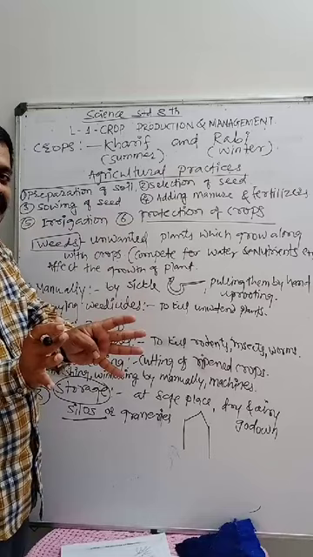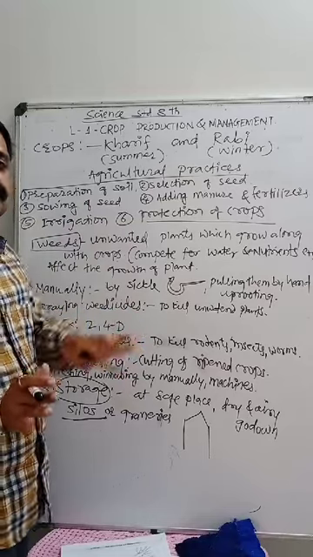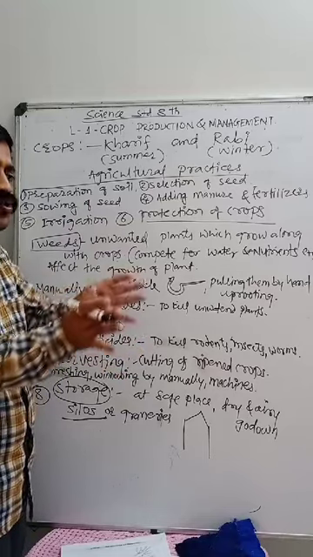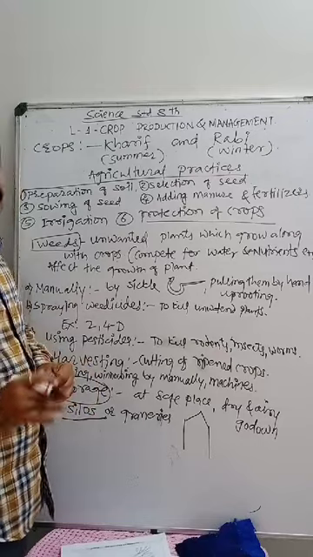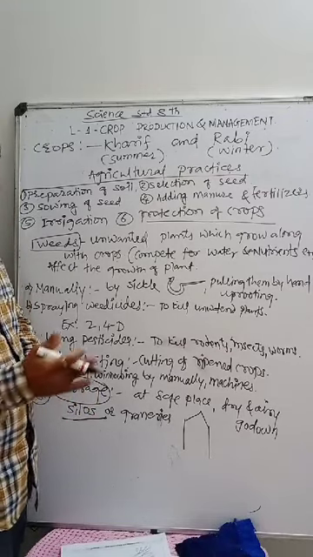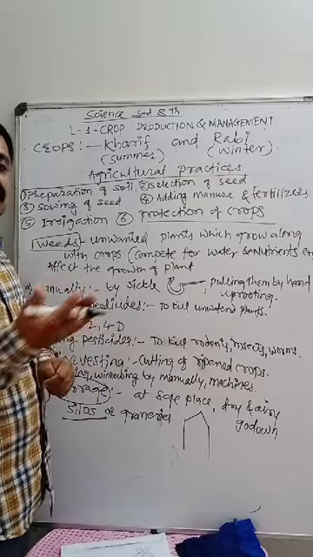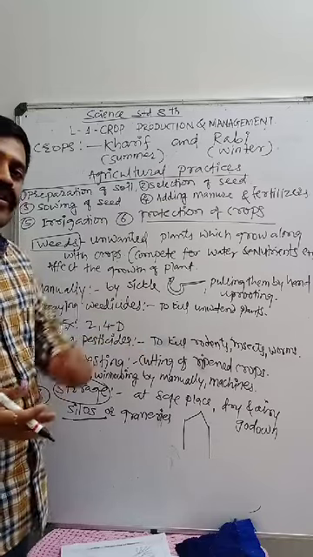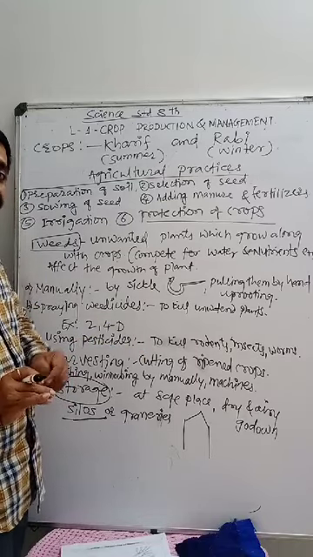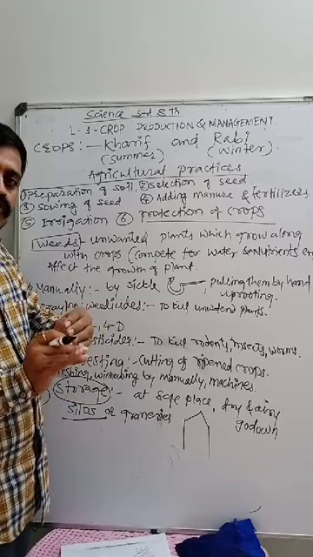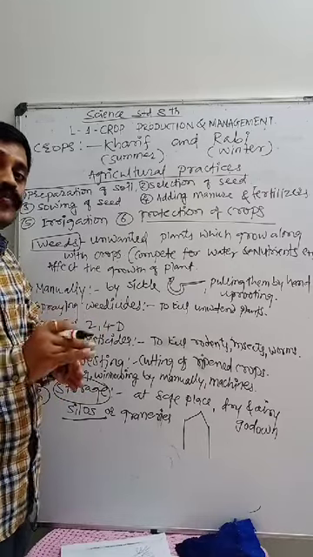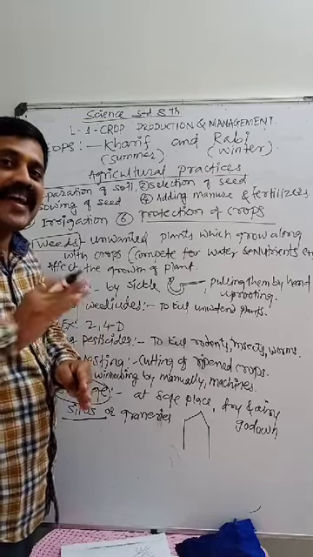If moisture is there, then definitely fungus will grow. And if the grains are stored at a place where rodents, or we can say rats, and insects are there, then again they will damage the entire seeds. So the storage should be airy, dry, and away from rodents and insects.